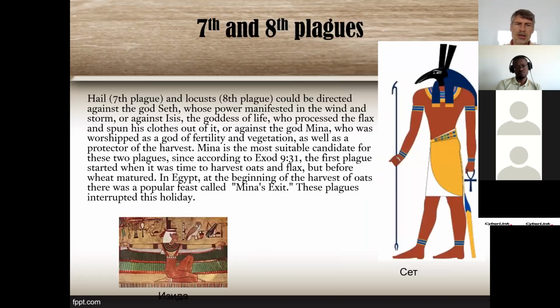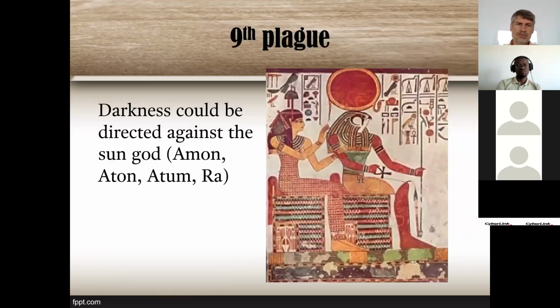The seventh plague, hail, and the locust, the eighth plague, could be directed against the god Set, whose power manifested in the wind and storm, or against Isis, the goddess of life, who processed the flax and spun clothes out of it, or against some other gods. So you can see that sometimes people try to find those parallels between different gods of Egypt and the plagues. And the ninth plague, it was darkness.